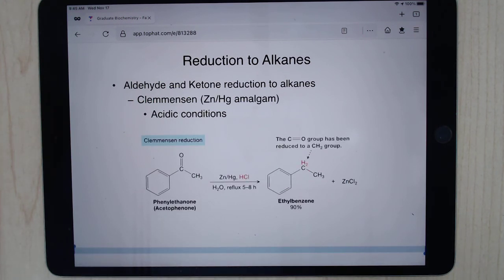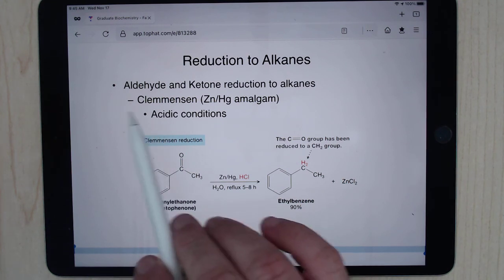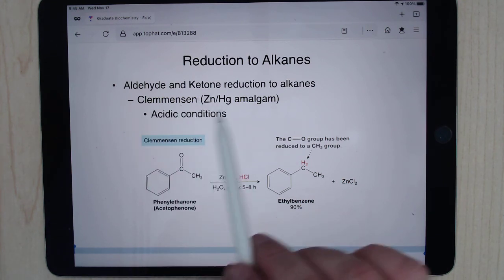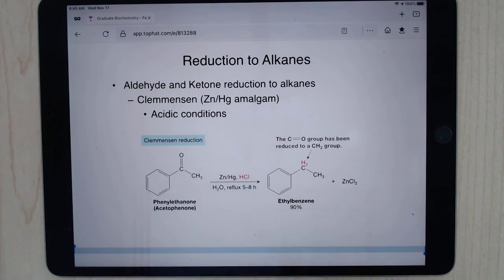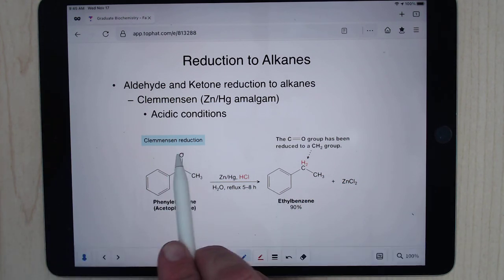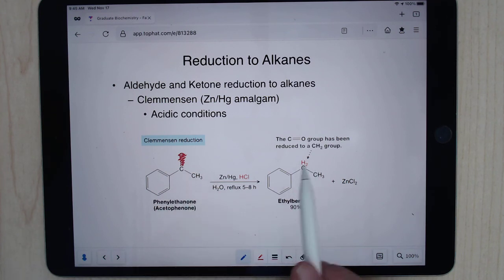You can also do it under acidic conditions, and this is what's called a Clemmensen reaction, which uses a zinc-mercury amalgam under acidic conditions. But essentially you do the same thing: you remove the C double bond O and replace it with a CH2. That's all it is.